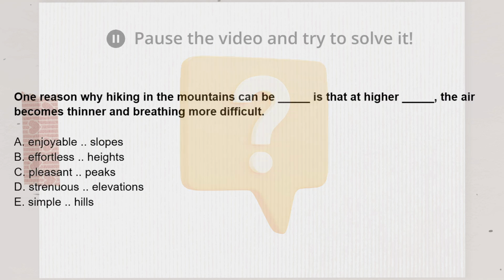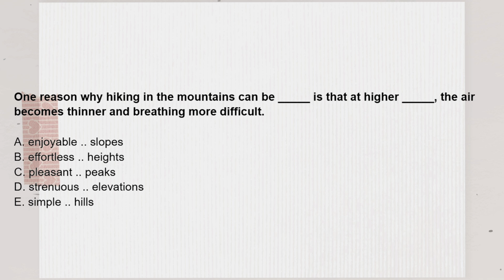The next subtest we'll cover is sentence completion. In this question, you need to choose the words from the answer choices that best complete the sentence. One reason why hiking in the mountains can be blank is that at higher blank, the air becomes thinner and breathing more difficult. The correct answer is strenuous and elevations. Strenuous best captures the physical effort required for mountain hiking, and elevations refers to the high altitudes where the air thins, making breathing harder.